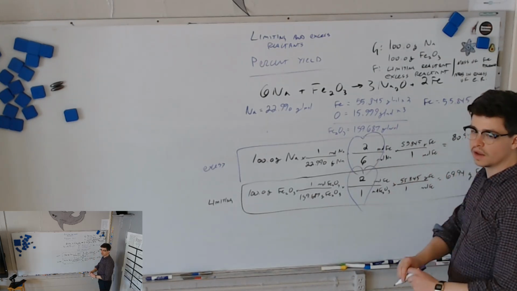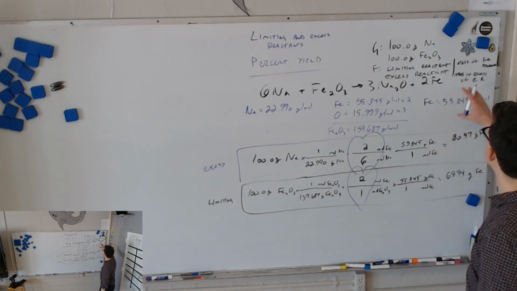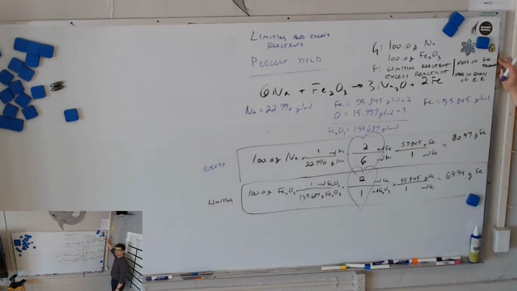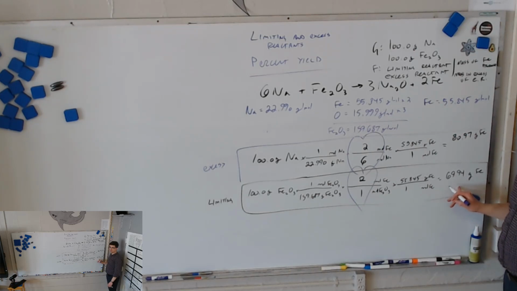Now it says mass of iron produced. So what mass of iron was actually produced? 69.94 grams of iron was actually produced. Why? Because it's your limiting, because it was the limited one.